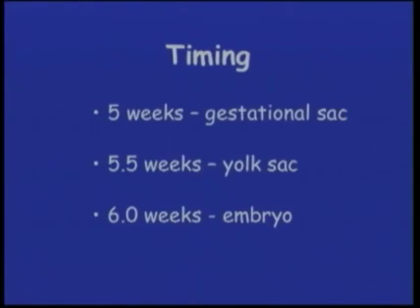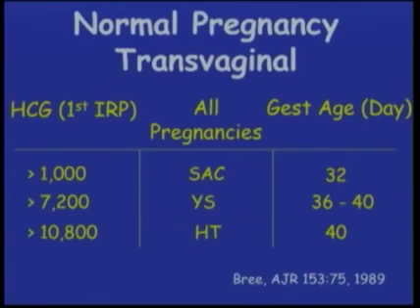We should see the gestational sac by 5 weeks, the yolk sac by 5.5 weeks, and an embryo by 6 weeks. Early work showed that if you had HCG levels of 1,000, we should be able to see a gestational sac. By 7,200, we should see a yolk sac, and by 10,800 heart tones. We remembered this as the 1-7-11 rule.